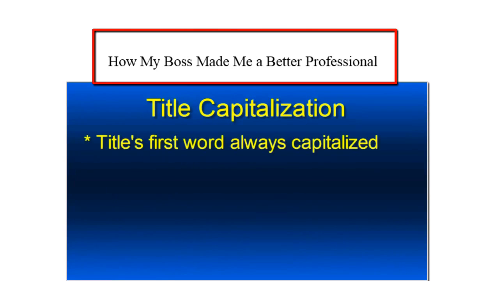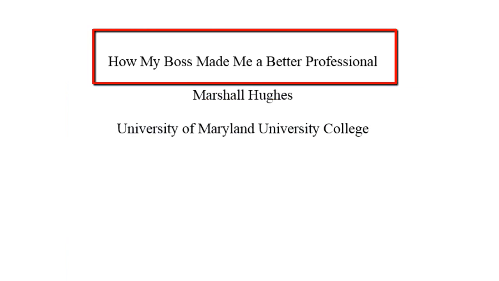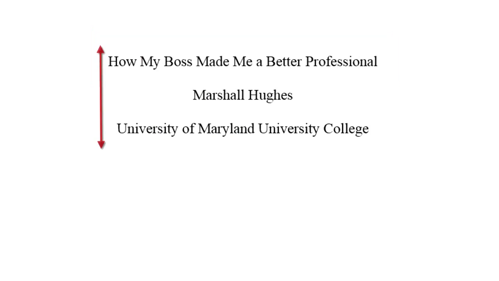First, always capitalize the first word of a title, no matter what that word is. Second, capitalize all other words except the articles a, an, and the, and prepositions and conjunctions if they're fewer than 4 letters: of, to, and, but, etc. As you can see, Marshall's title is perfect, with the article A in lowercase. Also note that the info block is double-spaced.